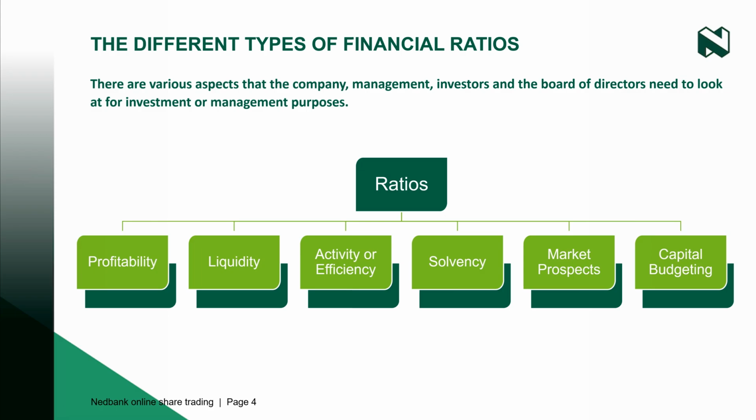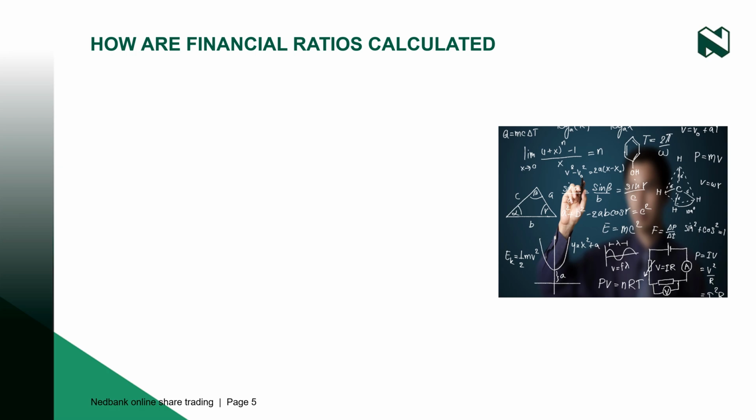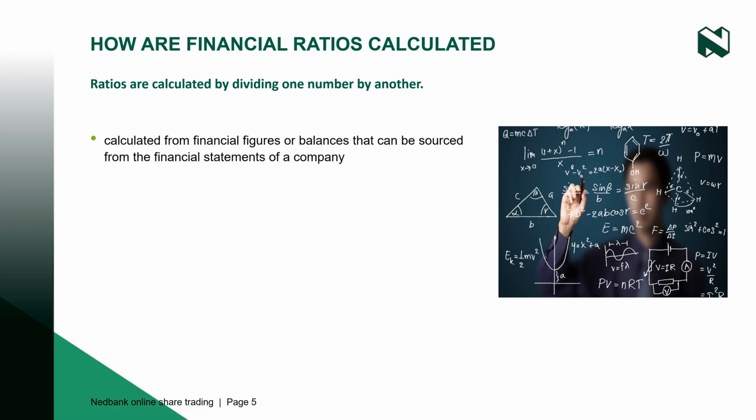The most common ratios used can be grouped into broad categories, such as profitability, liquidity, activity or efficiency, solvency, market prospect, and capital budgeting. Before we discuss the different ratios, let us briefly highlight how these ratios are calculated. Ratios are calculated by dividing one number by another. Usually, these numbers are financial figures or balances that can be sourced from a company's financial statements. Financial statements refers to the balance sheet, income statement, and cash flow statement.